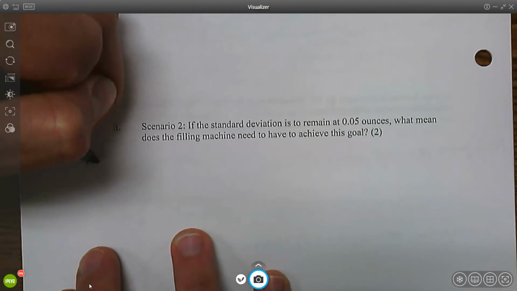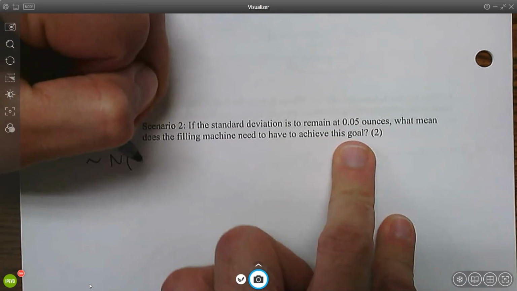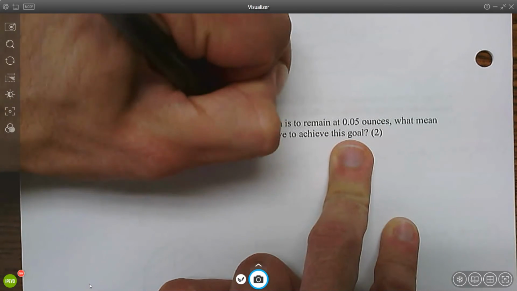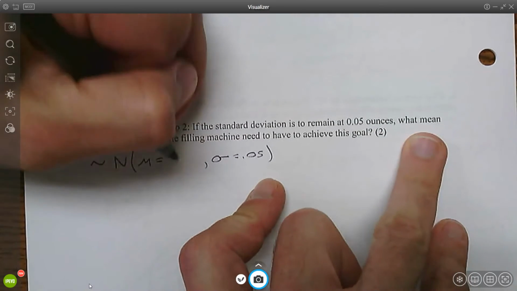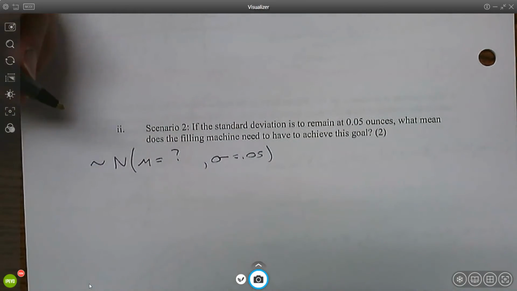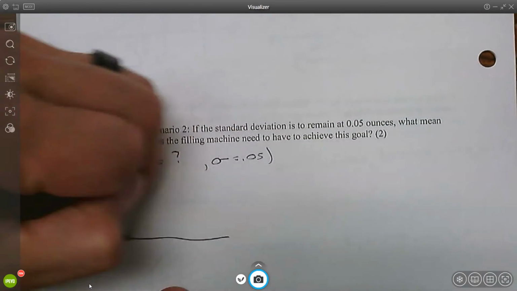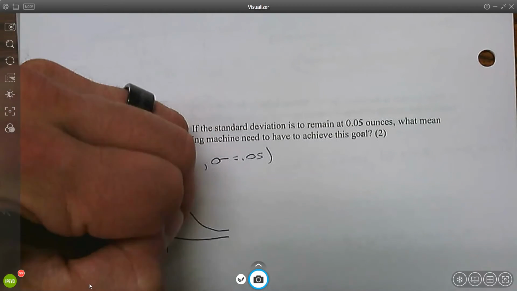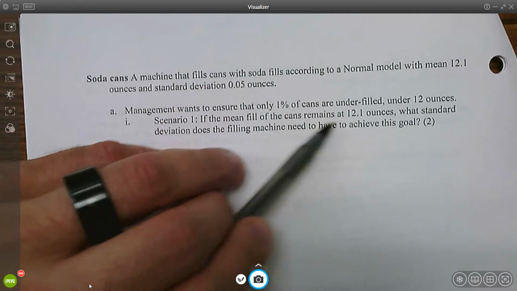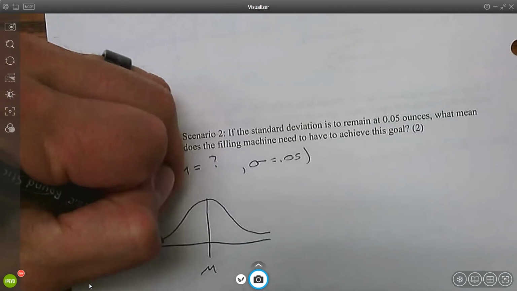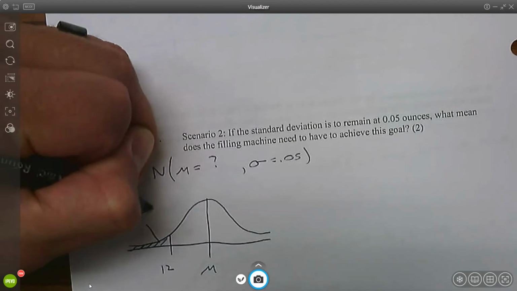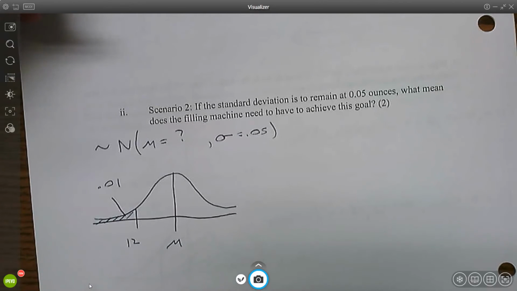So here's what they tell us. The distribution is approximately normal. They want the standard deviation to remain at 0.05 ounces, but they don't know what they want the mean to be, so we don't know that. You need some information from part A. We don't know what the mean is, that's mu. They only want 1% of cans to be under 12 ounces. So here's 12 ounces, 0.01. Only 1% of cans are there.